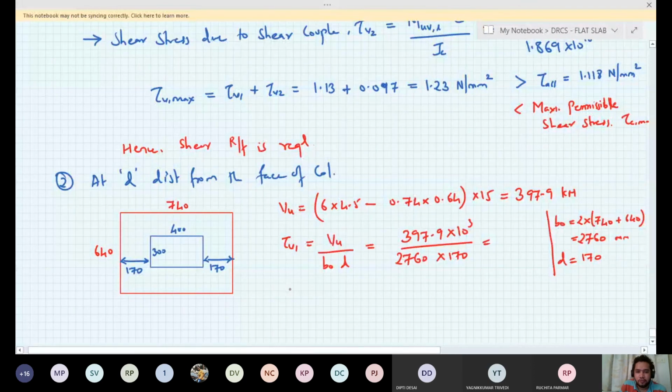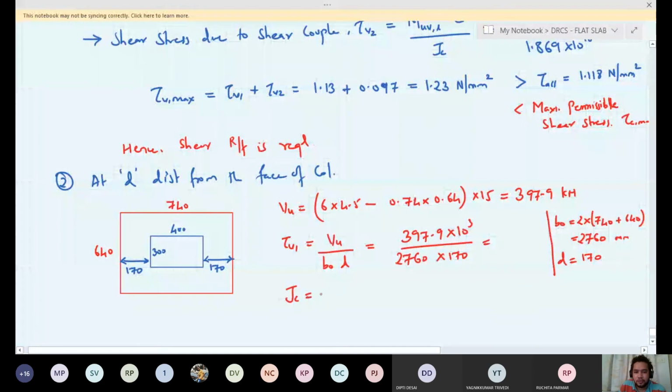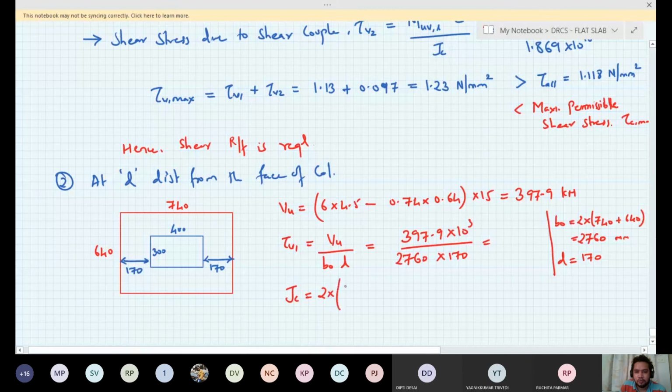Okay, then again as earlier we have to find JC. So JC will be 2 into 170 into 740 cube, 8.48 multiplied by 10 raised to minus 4. Okay, so that will be 0.848 Newton per mm square. Okay, that is tau v1.